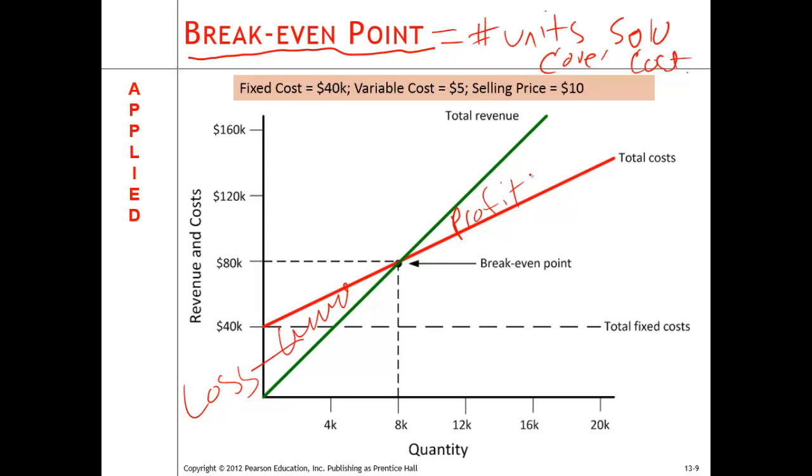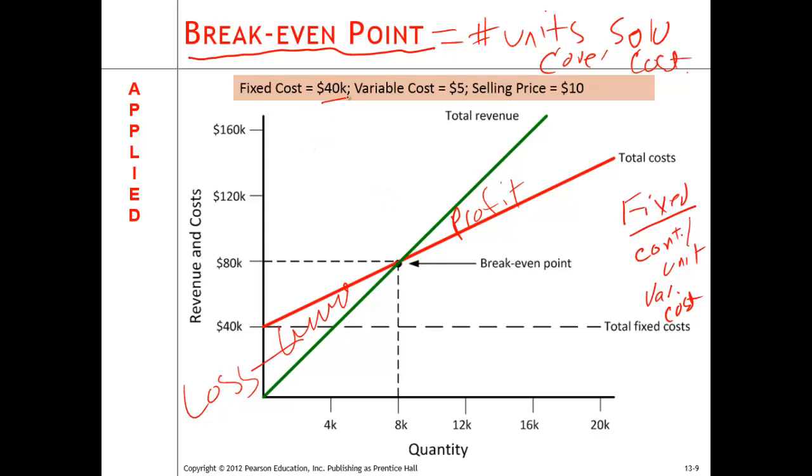The formula to calculate break-even cost is fixed cost divided by your contribution or gross profit per unit, otherwise known as your variable costs. So let's take a look at this graph and the calculation used to figure out the break-even point of 8,000 units.